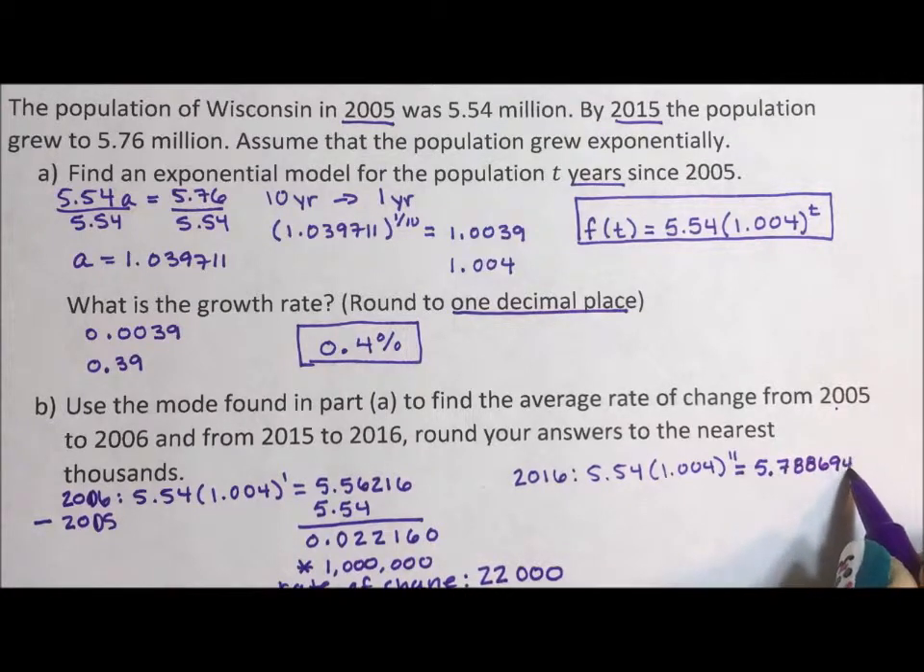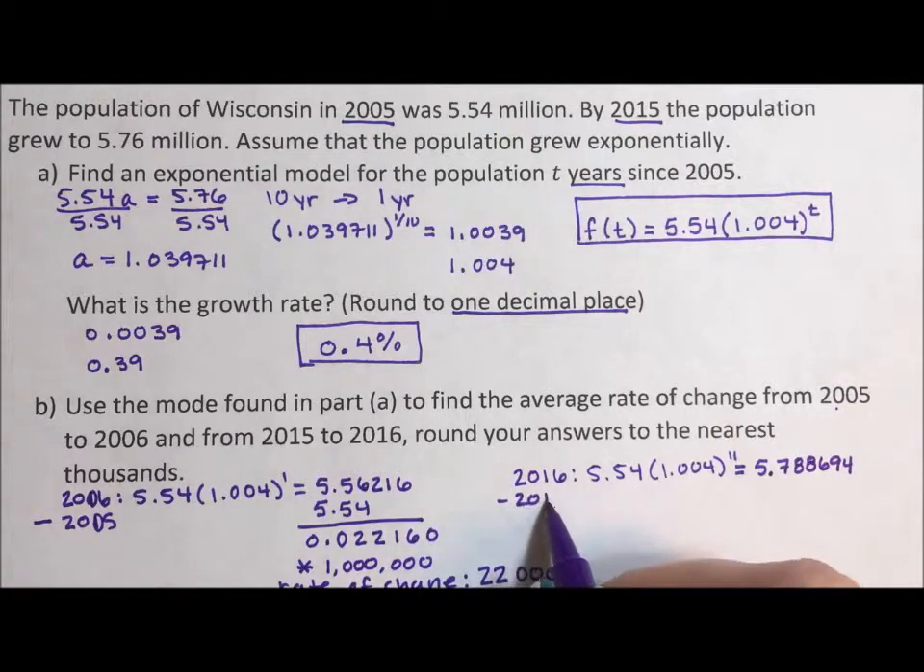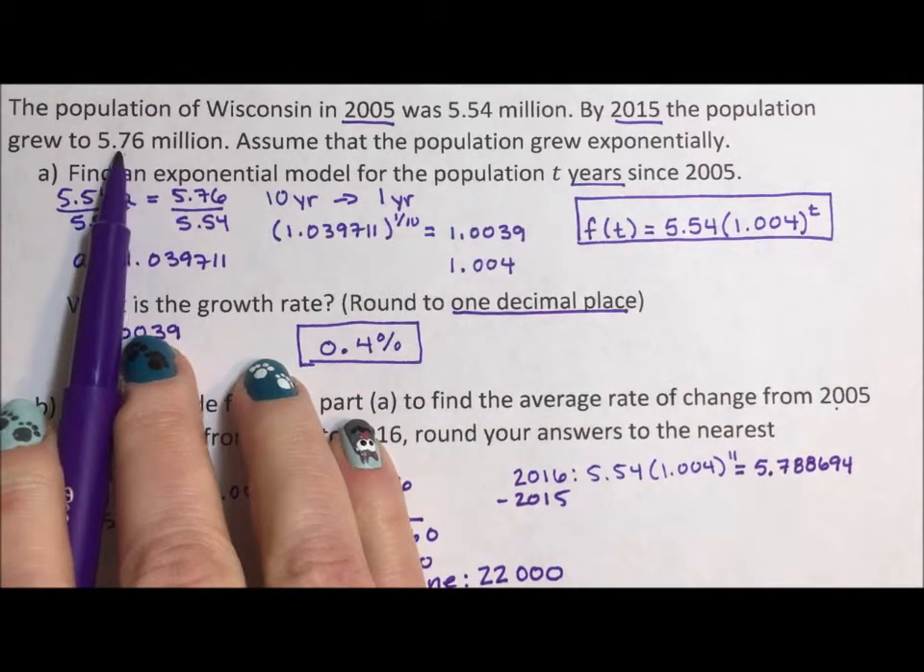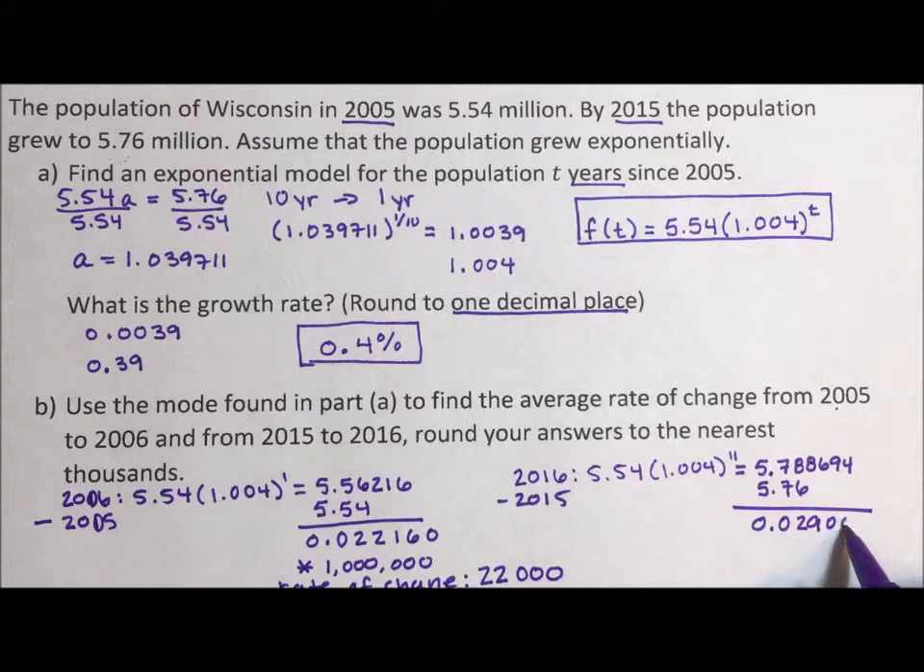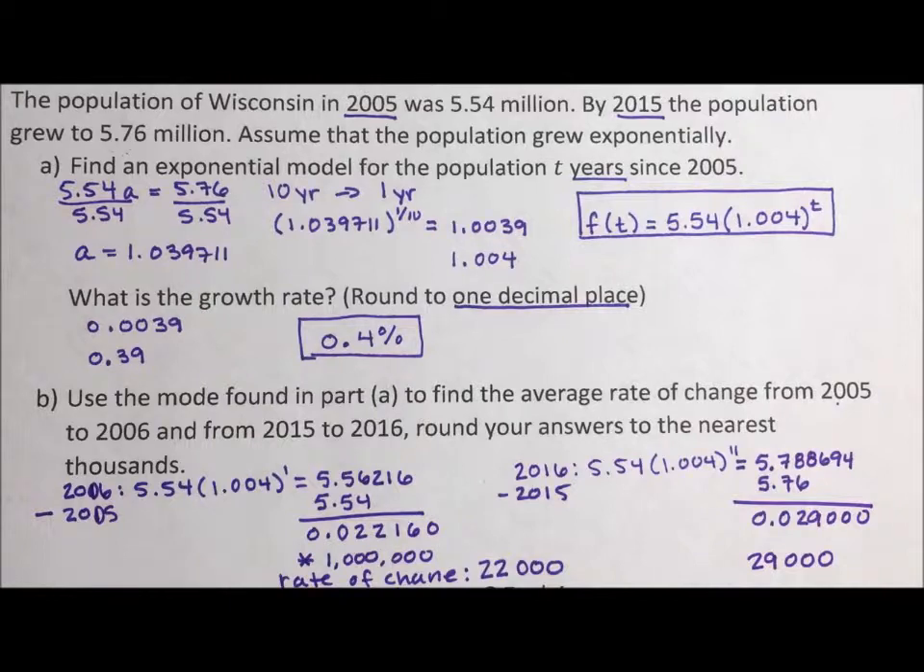11 years later, we get 5.788694. We subtract 2015. In 2015, the population is this 5.76. And when we subtract these, we get 0.0 and I'm just going to round this time right away, 29,000. So the rate of change on this one is 29,000. So the rate of change from 2005 to 2006 is 22,000. And the rate of change from 2015 to 2016 is 29,000.